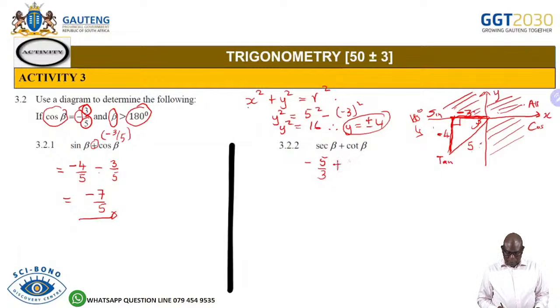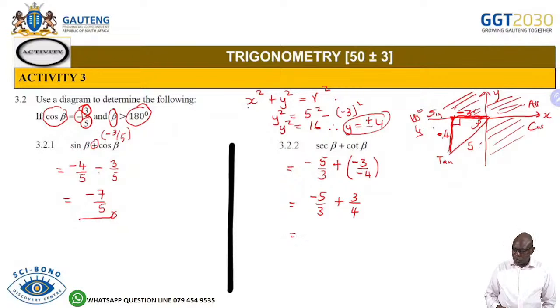So that will be plus, negative 3 over negative 4. Because remember, tan is going to be negative 4 over negative 3, so cot will be negative 3 over negative 4. Put equal signs there. So I'll have negative 5 over 3. Negative and negative is positive, so I still keep my positive 3 over 4. And then I can just quickly work that one out. I think the answer will be minus 11 over 12, if I'm not mistaken, because the LCM is going to be 12. So we have minus 11 over 12 as our final answer.